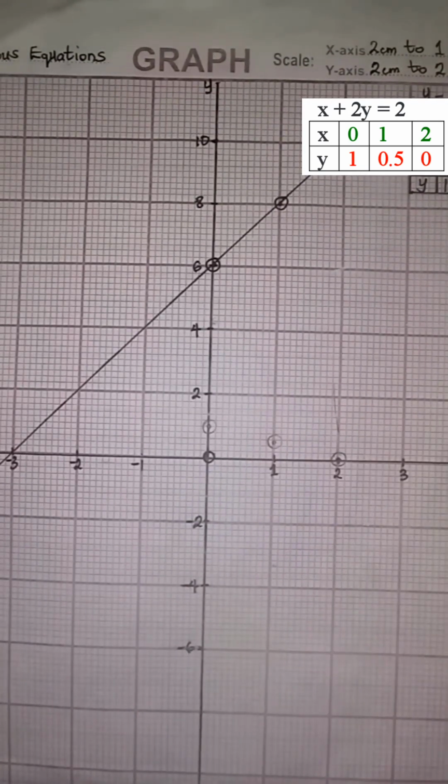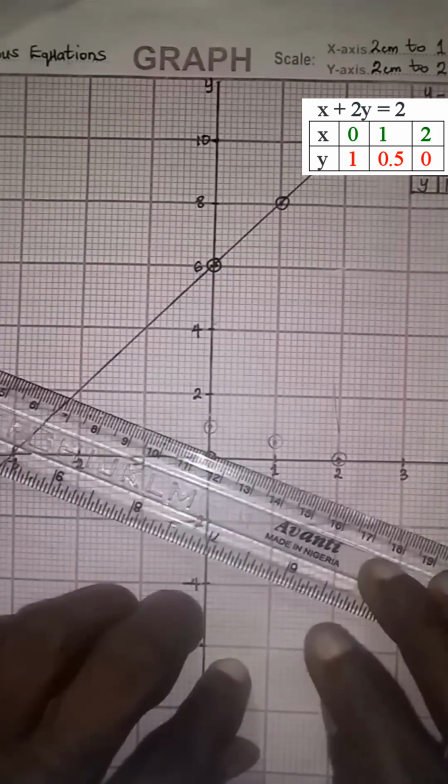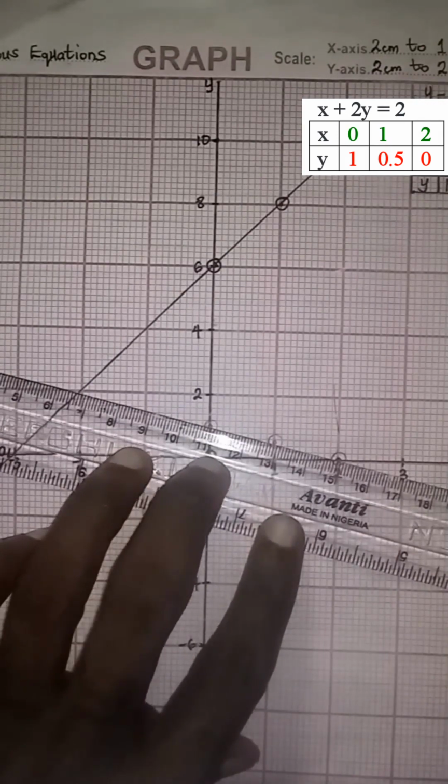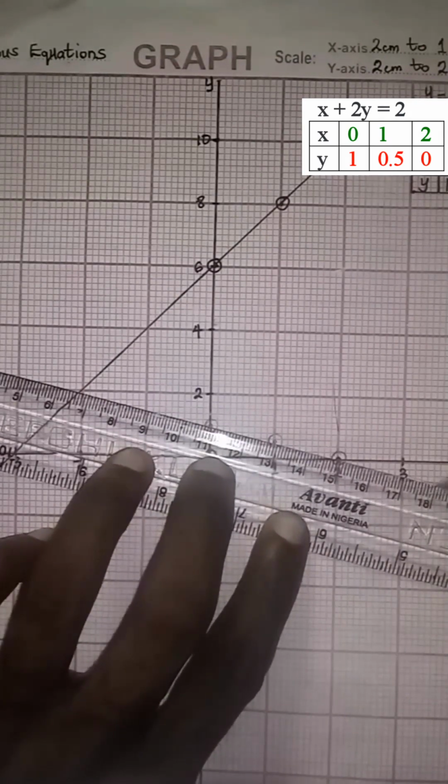Then we join the 3 points together by a straight line as usual. And all we just ensure is that the lines cross. So we extend the second line as well until the two of them cross.